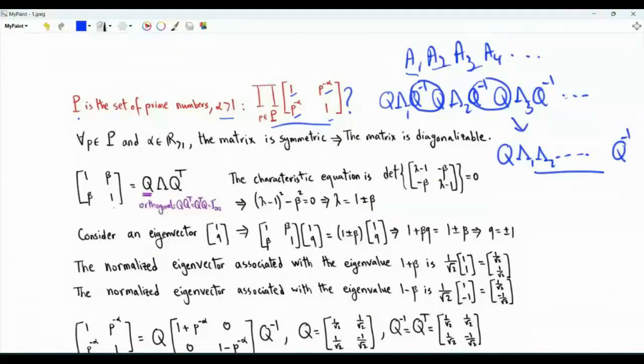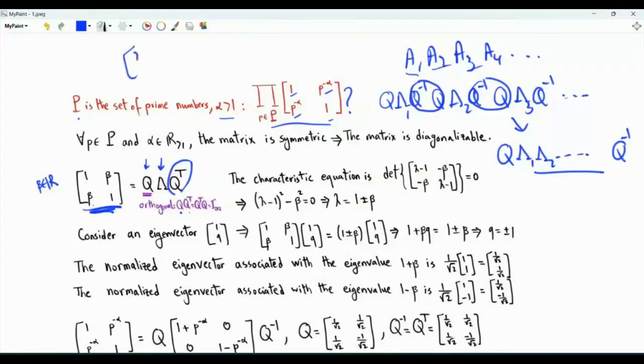Because our matrix is a symmetric matrix, the eigenvectors can be chosen to be orthonormal. If beta is in R, the matrix 1 beta, beta 1 can be written as Q lambda Q transpose. Q is the eigenvector matrix. It is an orthogonal matrix. Q Q transpose is equal to Q transpose Q is equal to identity of size 2 by 2. The inverse of Q is Q transpose. The eigendecomposition is Q, then a 2 by 2 diagonal matrix lambda, having the eigenvalues of this matrix on the main diagonal, then the inverse of Q, which is Q transpose.